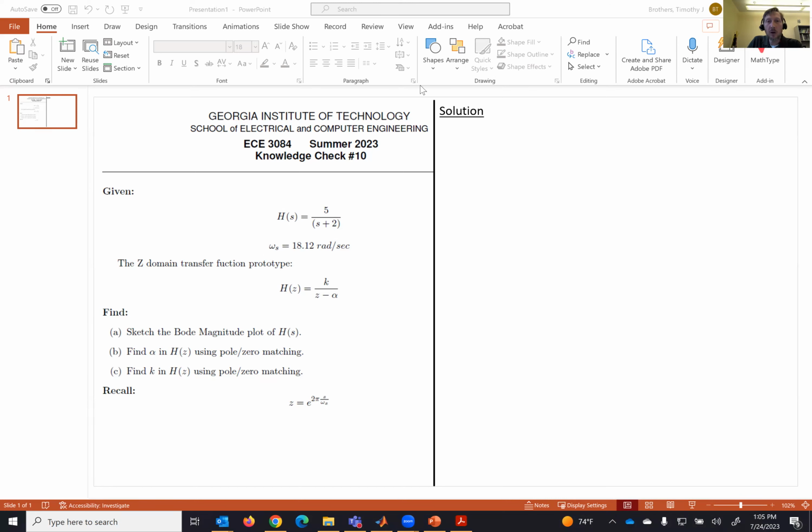So we're going to start off by putting H of s into the standard form. H of s is going to be equal to, we want to factor out a 2 from the denominator, and that's going to give us the 5/2 out front times 1 divided by s divided by 2 plus 1.